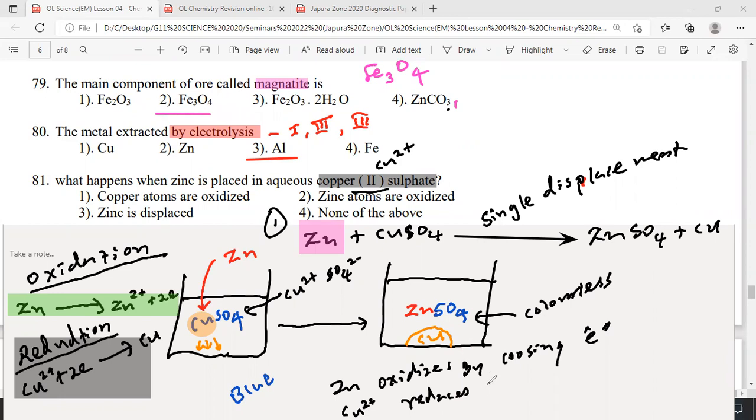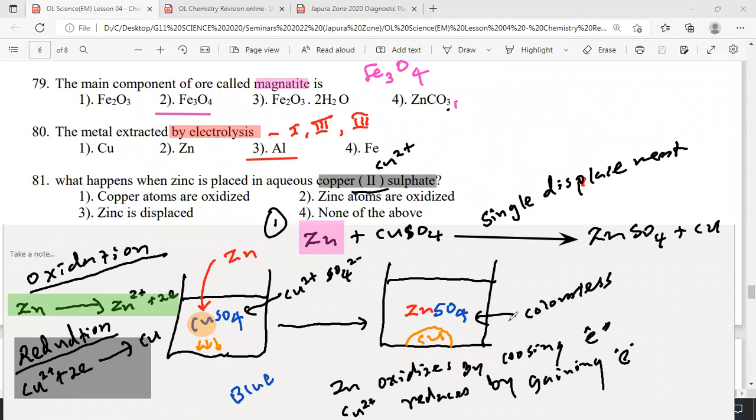Reduction means receiving electrons, and the charge decreases from 2+ to 0. Copper ions reduce by gaining electrons. Those who are planning to do A-level bioscience or physical science, it's very important to understand this concept. You need this again in A-level also. So now you can easily understand the answer.